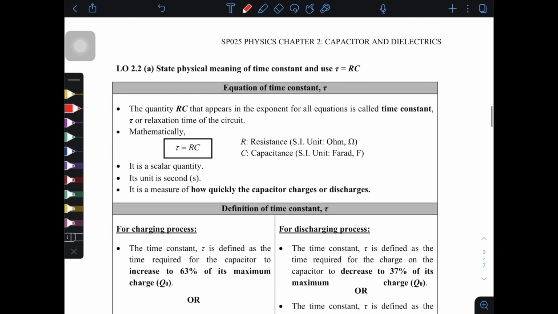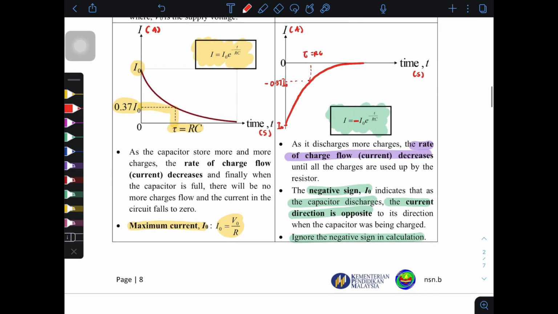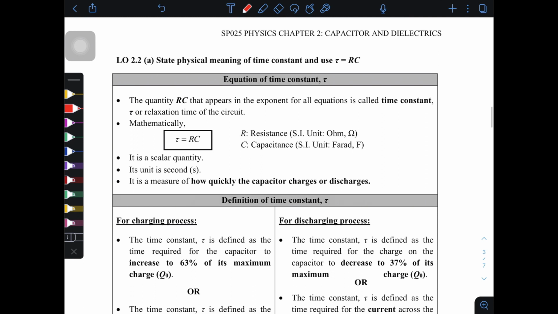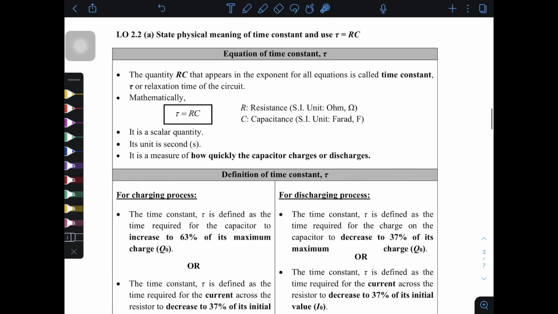Okay, next, we go to Learning Objective 2.2a: state the physical meaning of time constant and use tau equals RC. So we learn time constant. The quantity RC that appears in the exponent of all the equations is called the time constant, and the symbol is tau, or the relaxation time of the circuit. So we call it the time constant and the symbol is tau. The formula is tau equals RC, where R is the resistance and C is the capacitance. It is a scalar quantity because it is time.